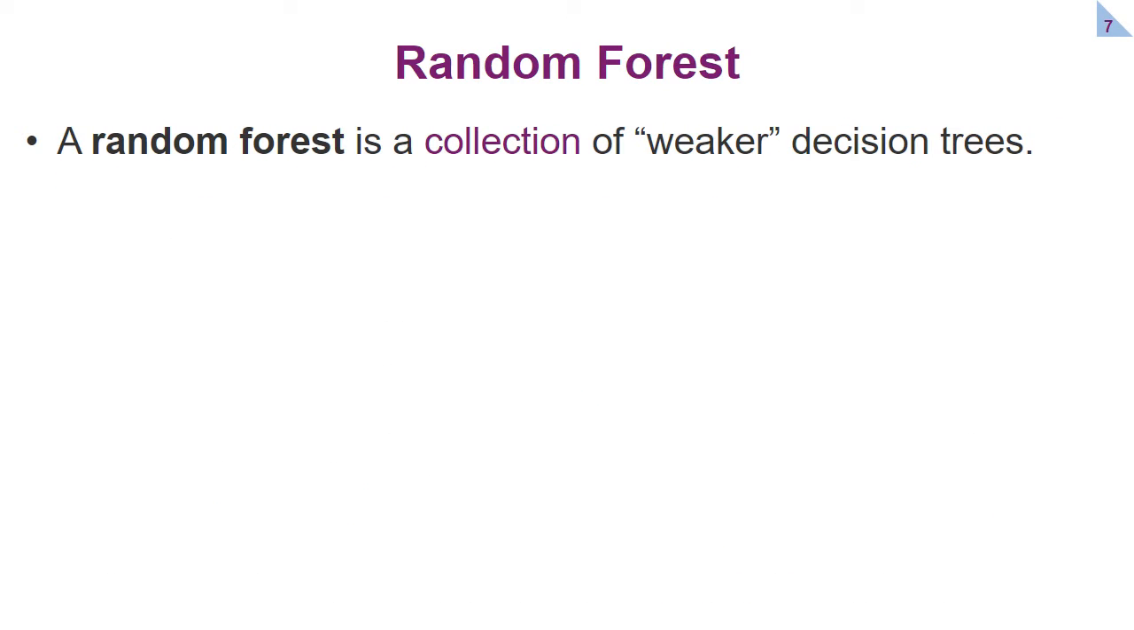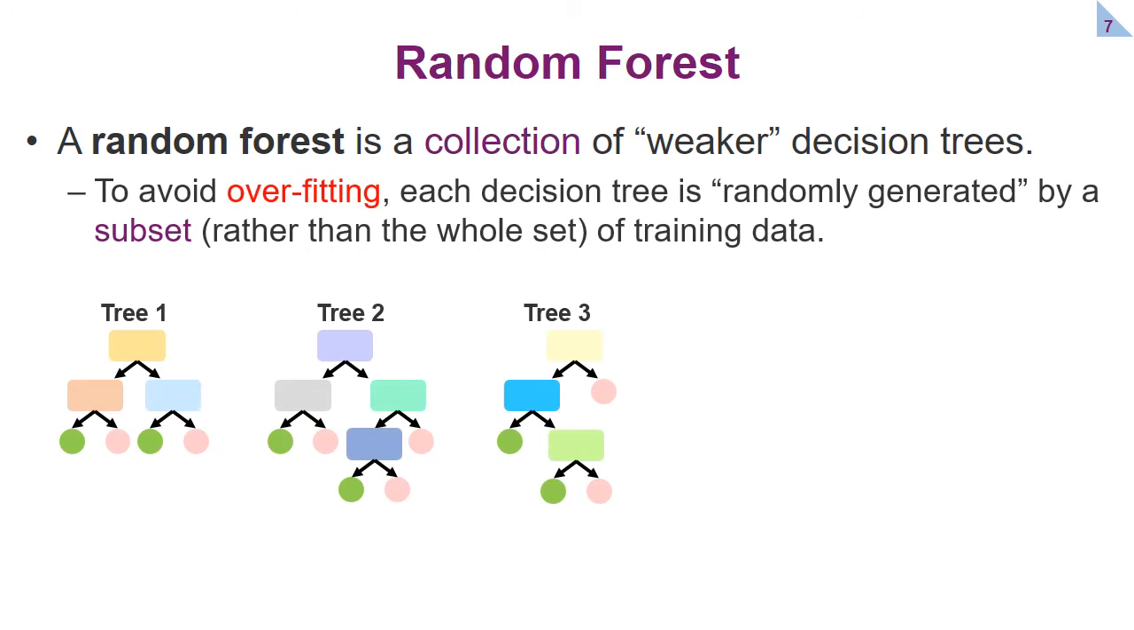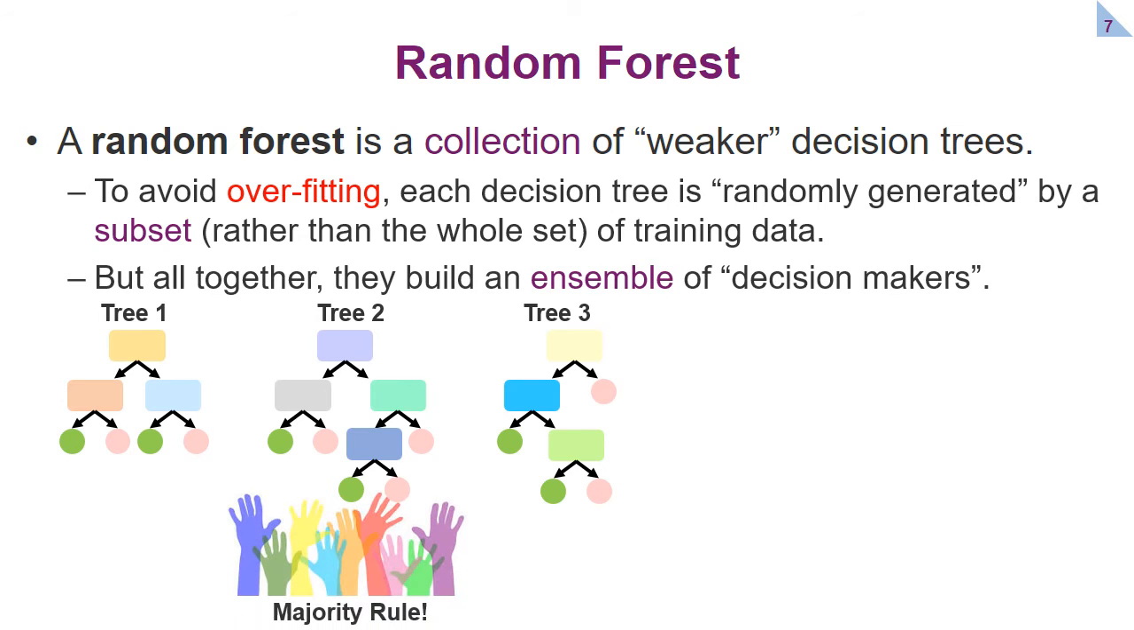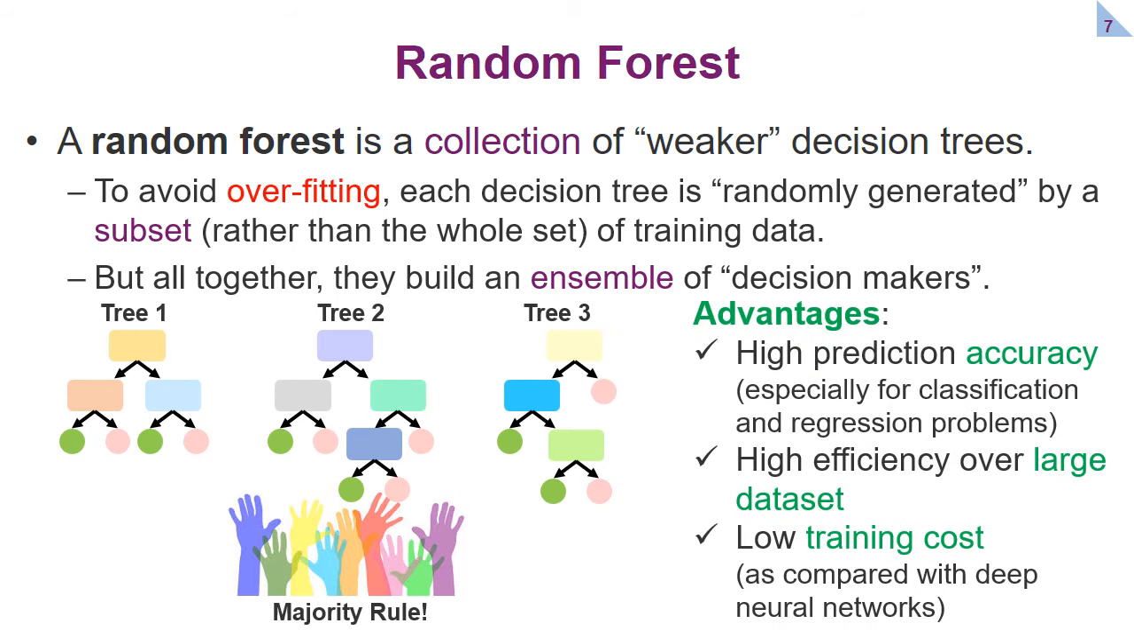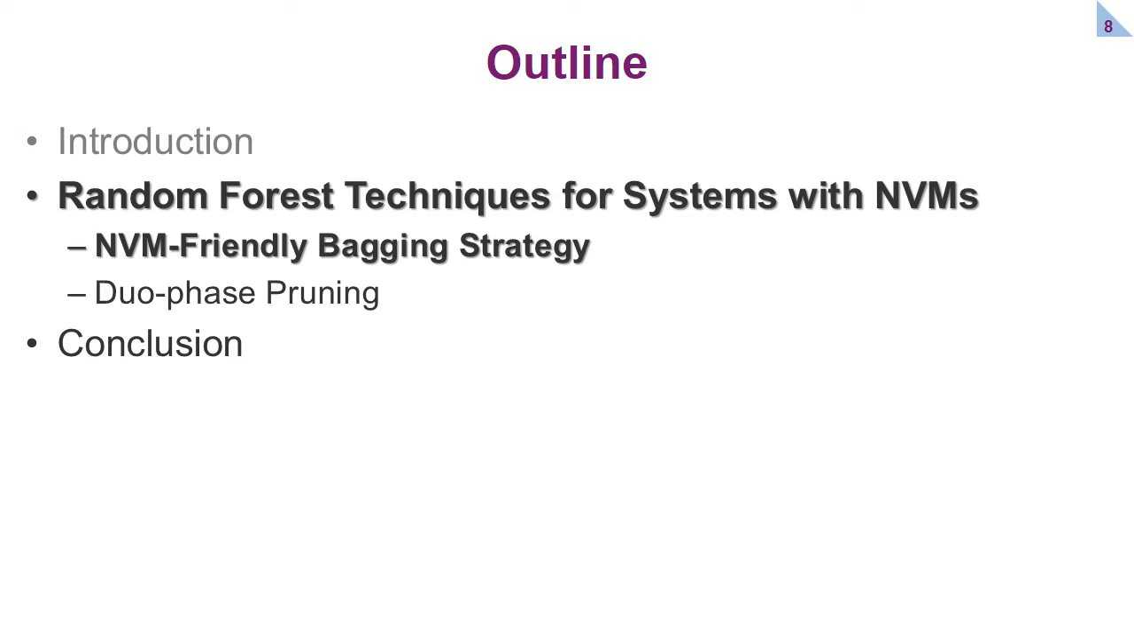A random forest is a collection of weaker decision trees. To avoid the overfitting, each decision tree is randomly generated by a subset of training data, and altogether they can build an ensemble of decision makers by voting for the result. And there are several advantages. First, it has very high prediction accuracy, high efficiency over the large dataset, and a low training cost compared with the neural networks.